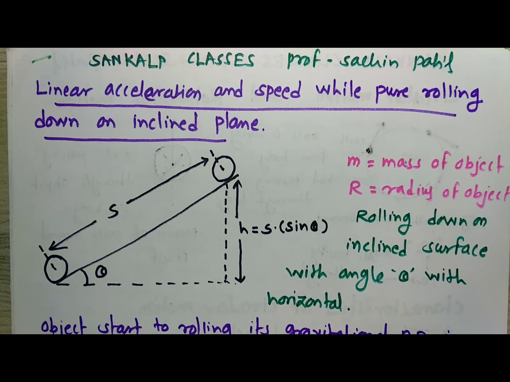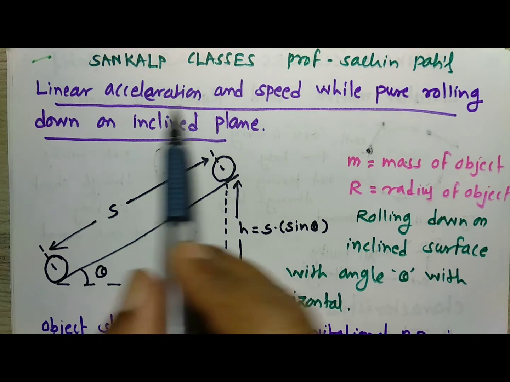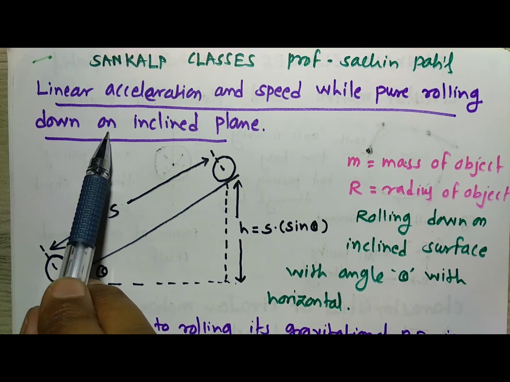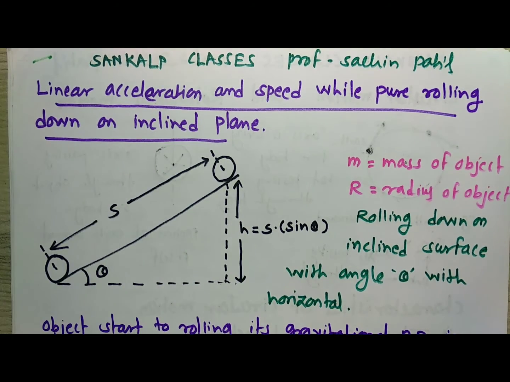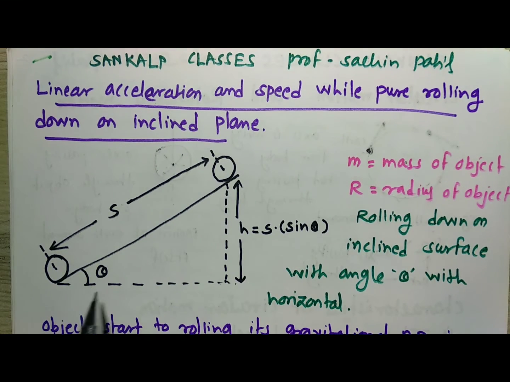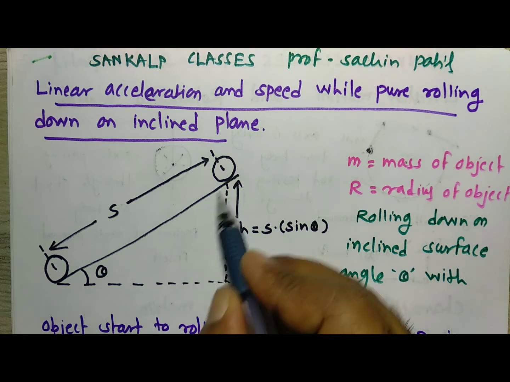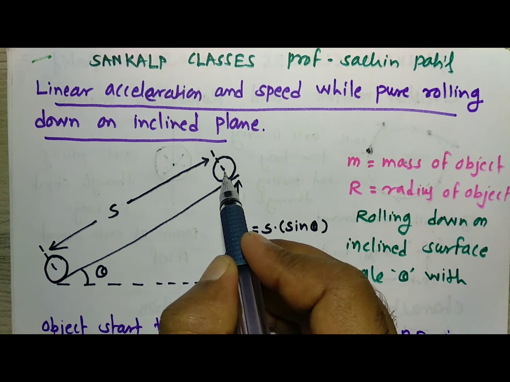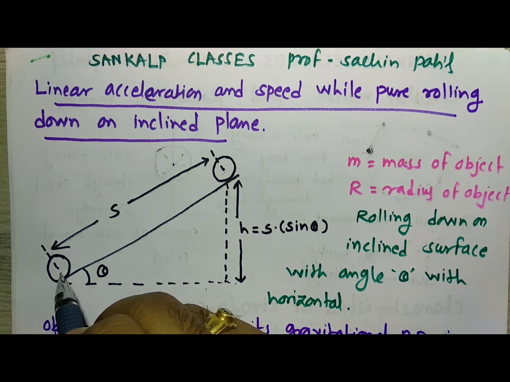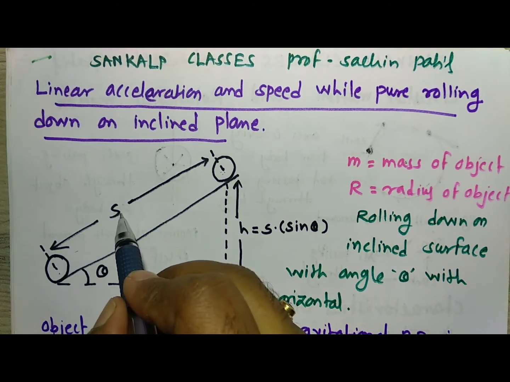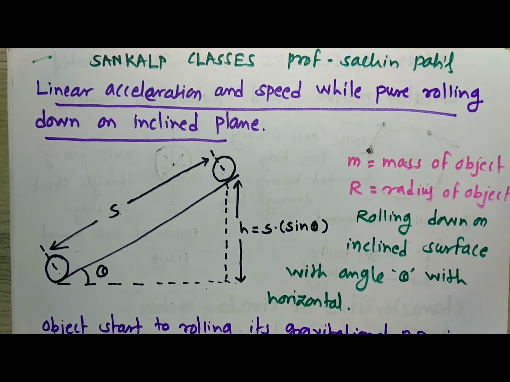Now we consider linear acceleration and speed while pure rolling down an inclined plane. Let us consider a body rolling down from an inclined plane. This is an inclined plane with a horizontal. You start from here and reach that position. Let S be the distance between these two positions, and theta be the angle of inclination.